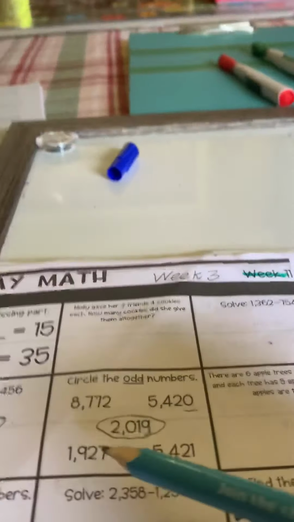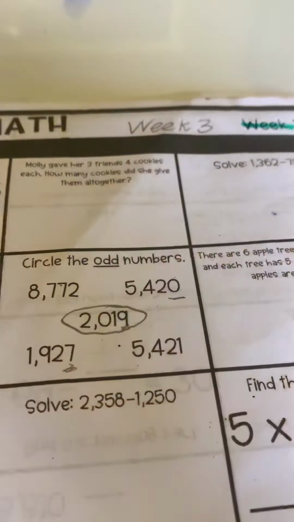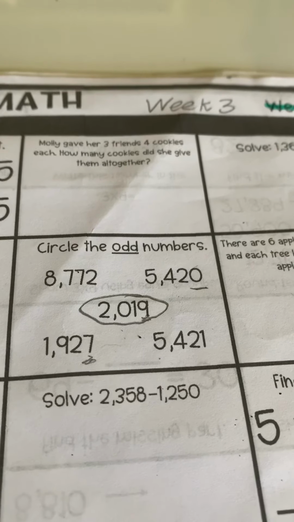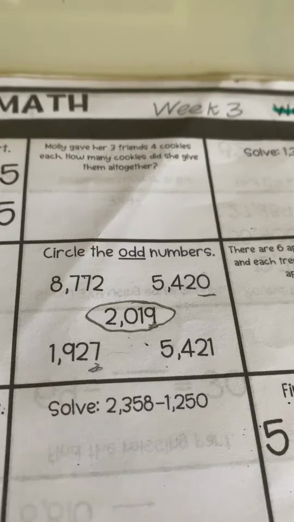All right, the last one. Here we have 1,927. We're going to look at the ones place and we see a 7. So we have to think about whether 7 is even or odd.